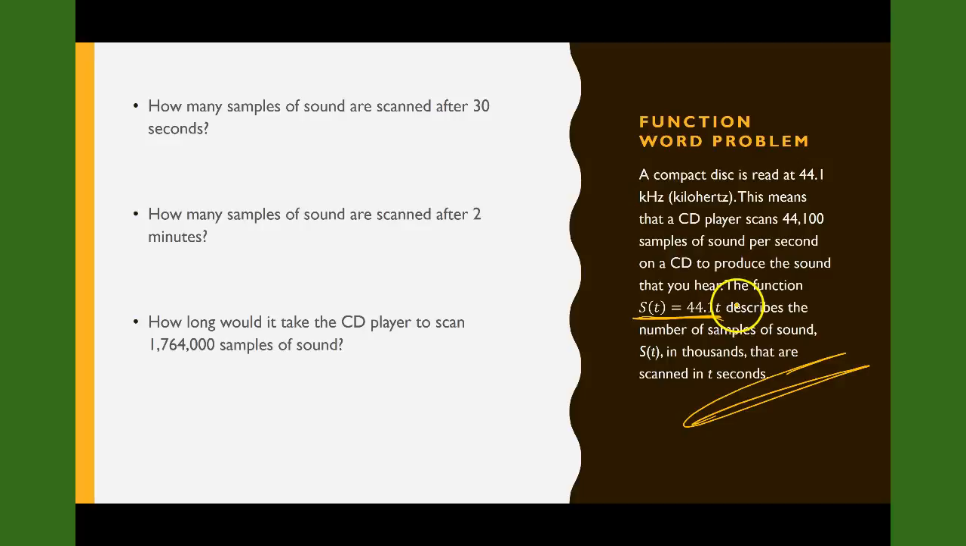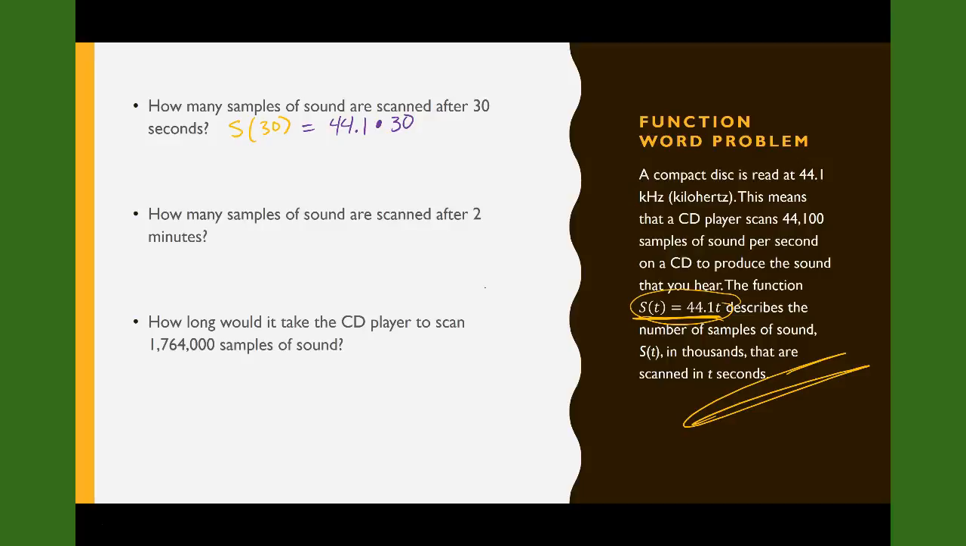So in this one, S of t, which is the number of samples of sound in thousands, is a function of time t, which is in seconds. And to figure it out, all we have to do is multiply the time in seconds by 44.1. So for example, how many samples of sound are scanned after 30 seconds? All they're asking there is S of 30. And that just means, what is 44.1 times, replace t by 30, times 30.